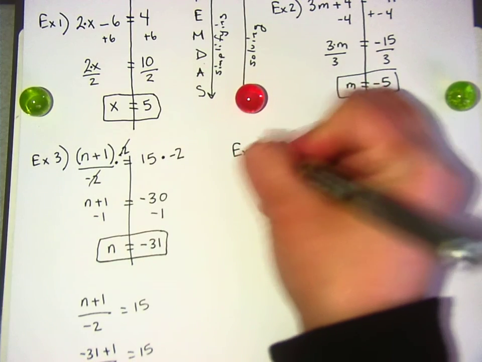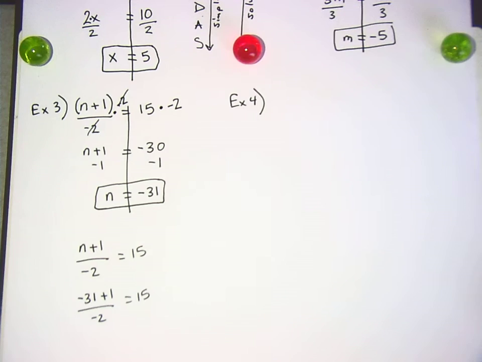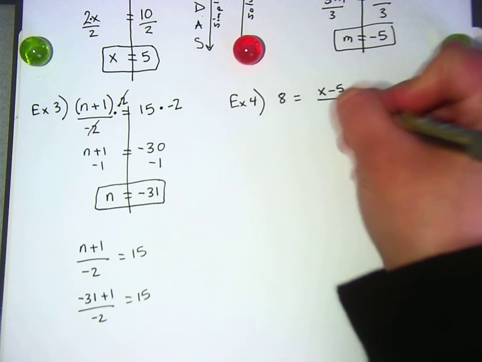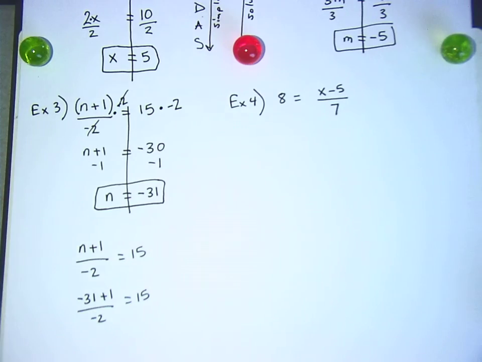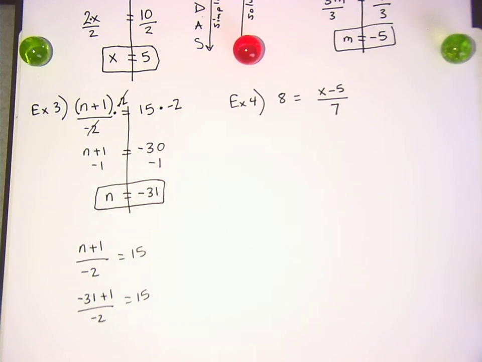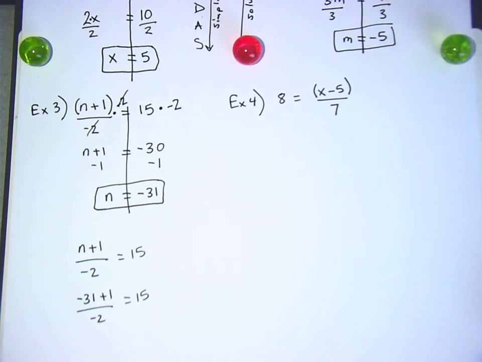All right, let's do one more. This one is going to be you doing this problem. For a prize, if you're into it, 8 equals x minus 5 over 7. Now, the question is this. Does it matter that the x is on the right side instead of the left side? No. And remember, parentheses go up here in a fraction. Go for it.